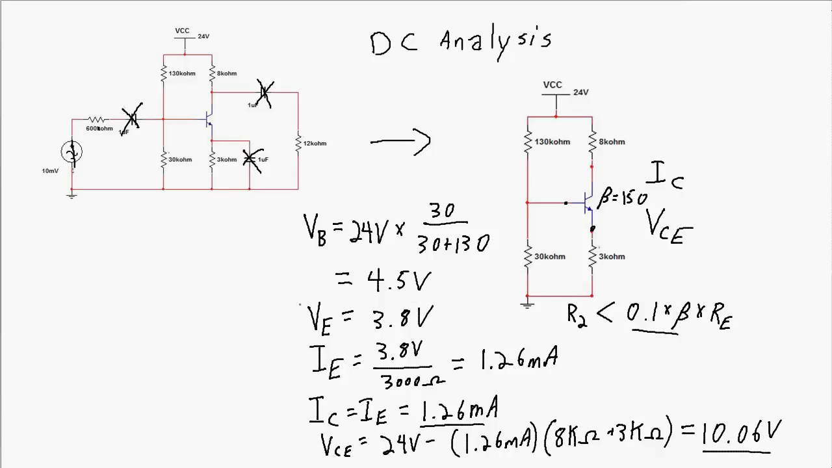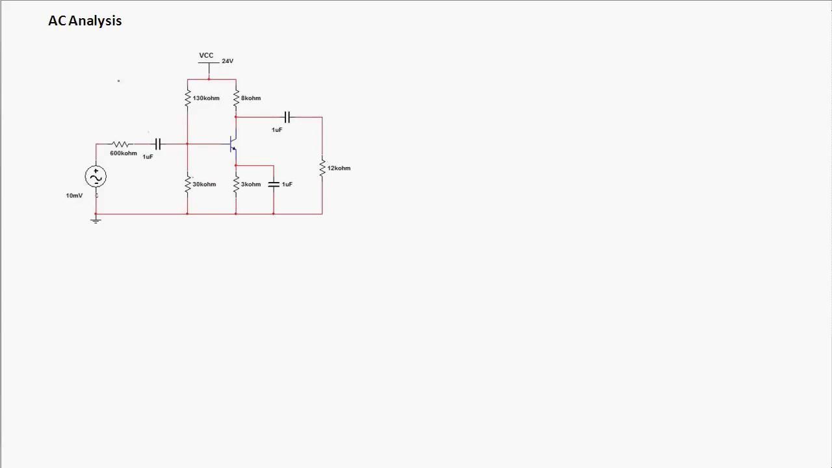Now, I did this DC analysis very quickly, but if you want to see more details on how to do that, you can see one of my videos that I have on the DC analysis of BJT circuits. Now we can move into the AC analysis. And the AC analysis is going to be simply looking at just the AC portion of the circuit and determining the voltage gain as well as the input impedance and the output impedance.